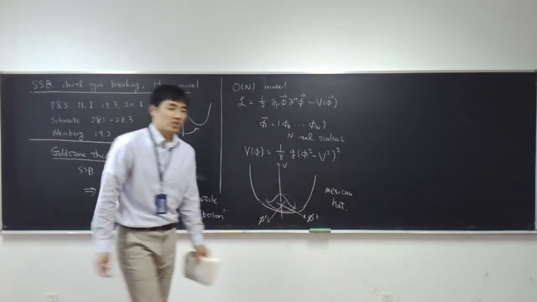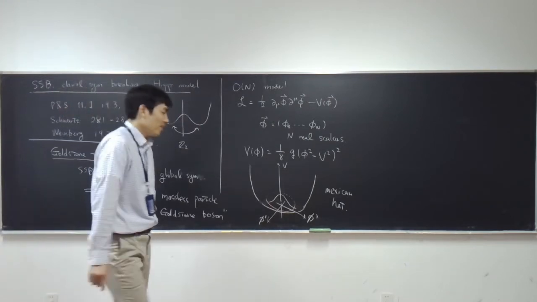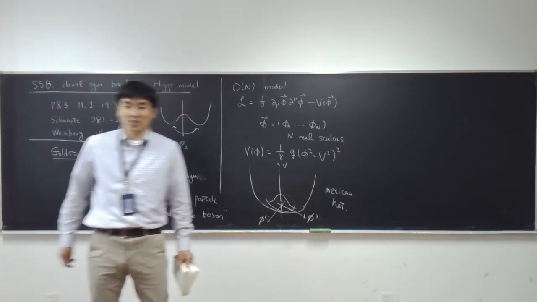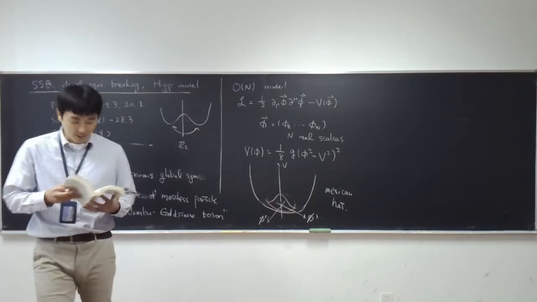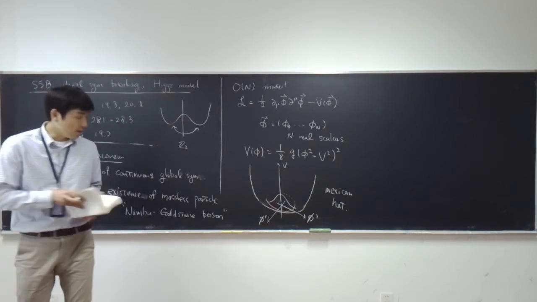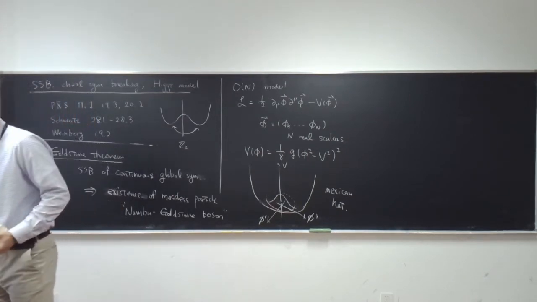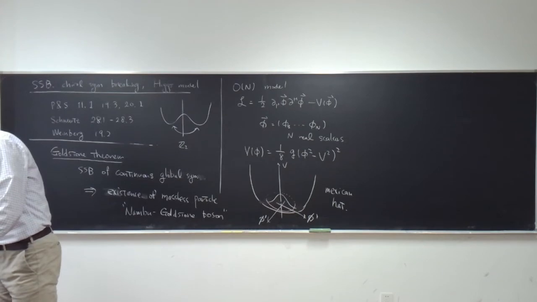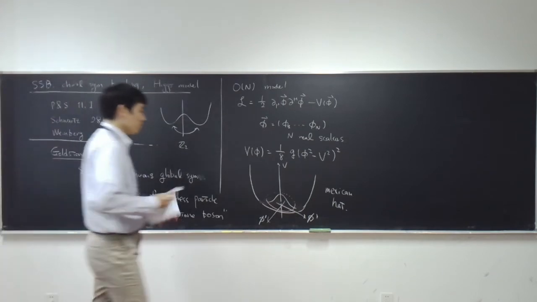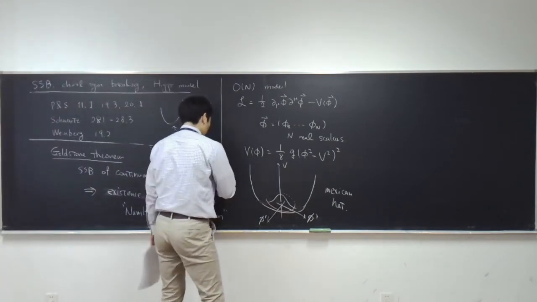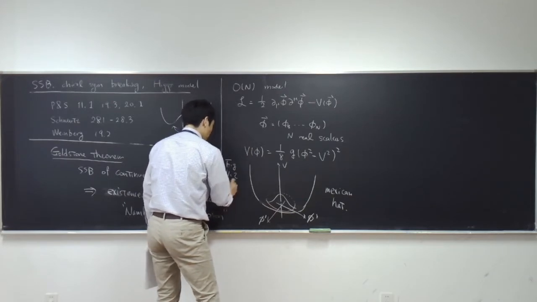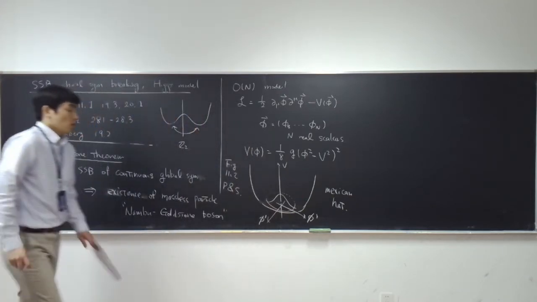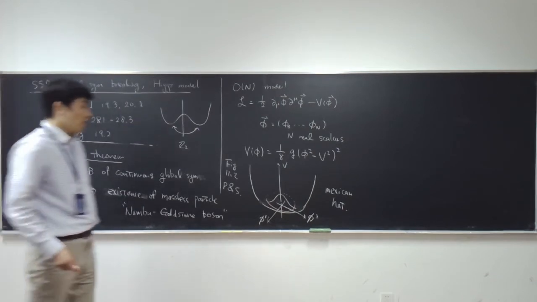You can just search the internet for Mexican hat and look at how it looks, so you can imagine it. If you don't understand my drawing, just look at the figure 11.2 in Peskin and Schroeder. So this is called the Mexican hat.